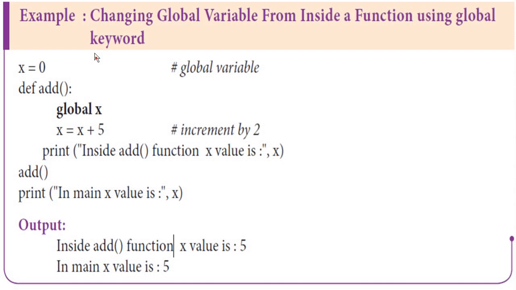Here is the example for changing the global variable from inside the function using the global keyword. Here x equals 0, and x is the global variable. Here we are using the global keyword, global x. Here it is incremented by 5, x equal to x plus y. We print the value inside the add function, which is 5. In main, the x value is also 5. So x inside the function is 5, and outside the add function it is also 5. We are going to see this example.